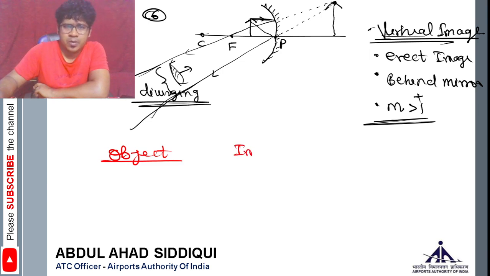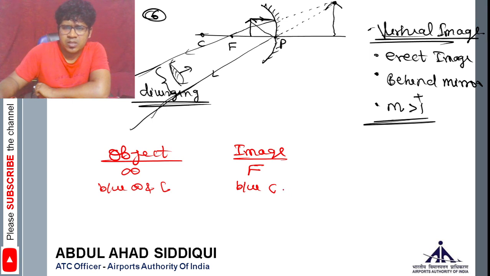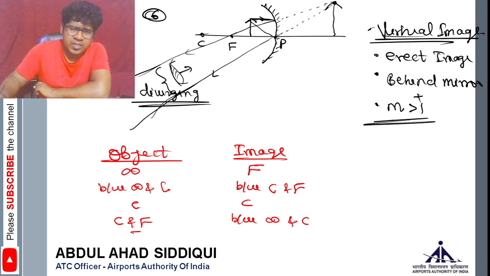So important thing is, okay, one minute, I'll write: object, image, right? Object is at infinity, image is at focus. Object is between infinity and C, image is between C and F. Object is at C, image is at C. Object is in between C and F, image is between infinity and C. Object is at focus, image is at infinity. Object is between focus and pole, image is behind the mirror.